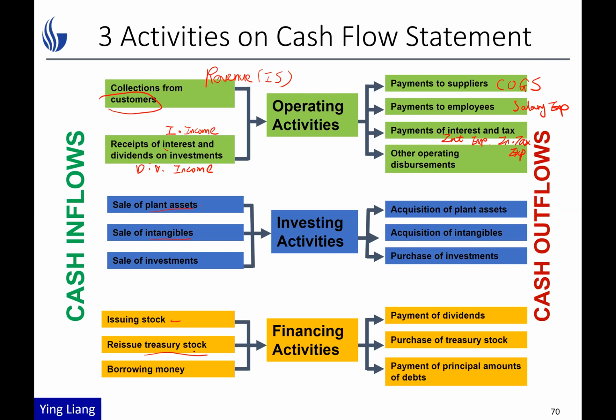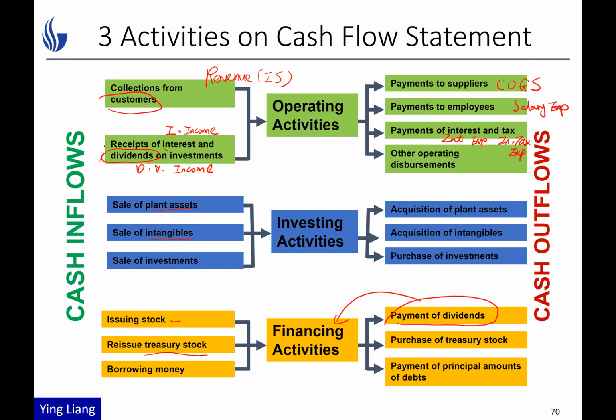Some of you may ask me, so you have a payment of dividends as the financing activities, but upfront here, you also have dividends. Why is it the case that receiving dividends, you can treat it as an operating activity, but paying dividends is a financing activity? It's so confusing. Well, let me tell you this.